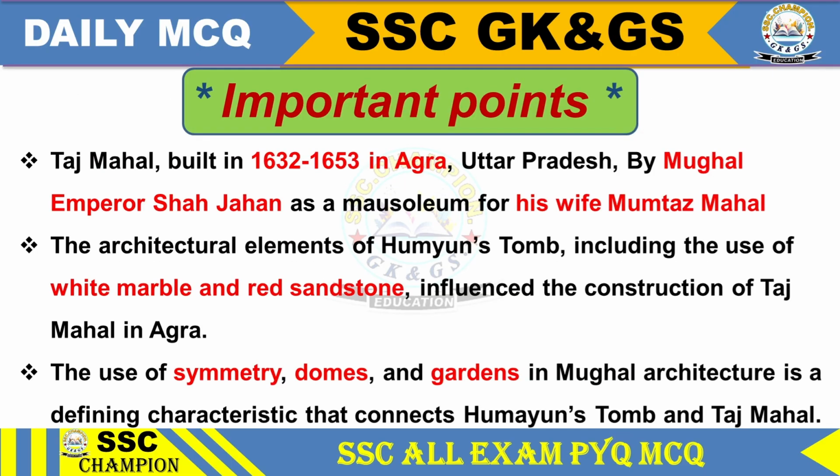Important points. The Taj Mahal was built from 1632 to 1653 in Agra, Uttar Pradesh by Mughal Emperor Shah Jahan as a mausoleum for his wife Mumtaz Mahal. The architectural elements of Humayun's Tomb, including the use of white marble and red sandstone, influenced the construction of the Taj Mahal in Agra. The use of symmetry, domes and gardens in Mughal architecture is a defining characteristic that connects Humayun's Tomb and the Taj Mahal.